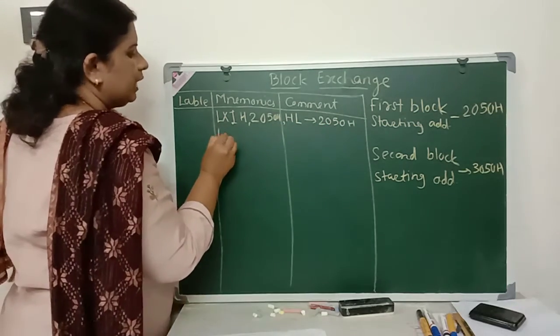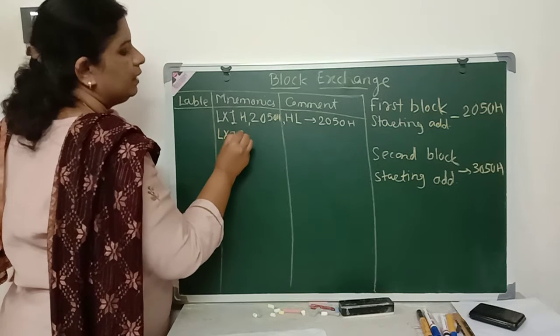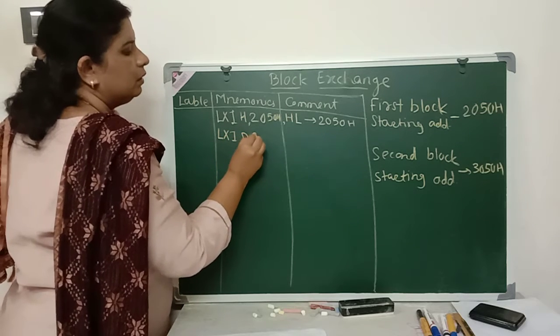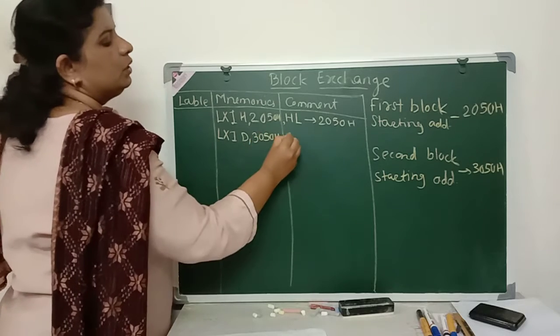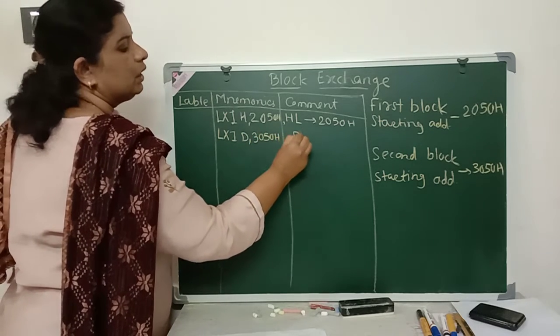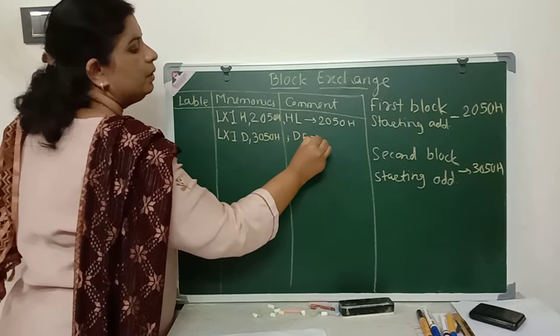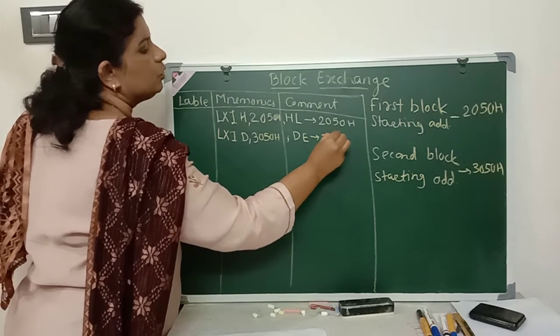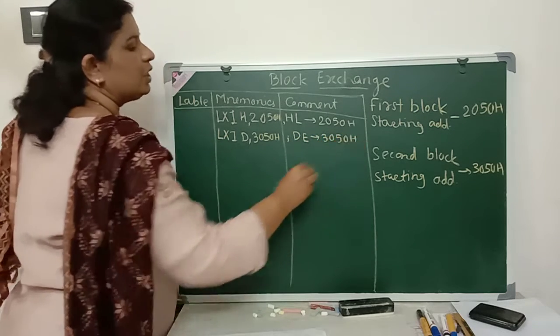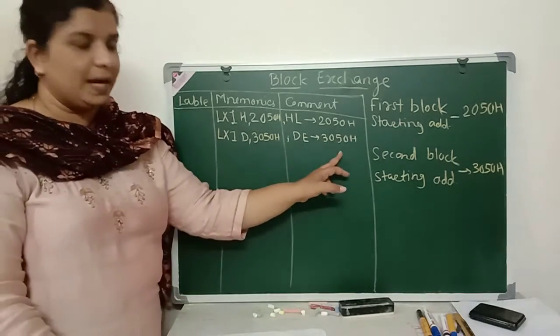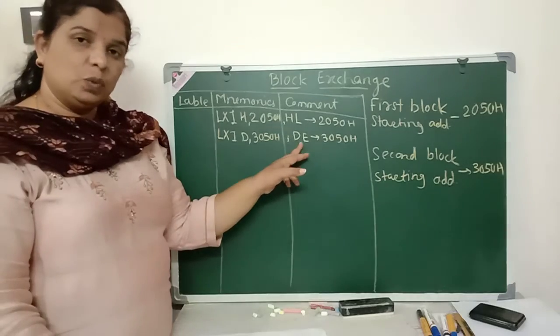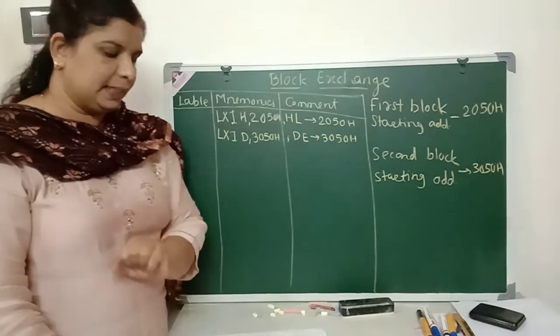Similarly, I will write the instruction LXI D comma 3050H. What is the function of this? Now the DE pair will be loaded with the address 3050H. Now the DE pair will work as a memory pointer for the second block.